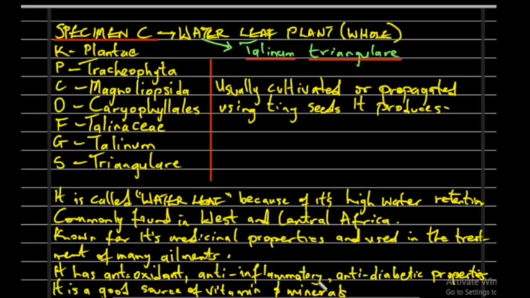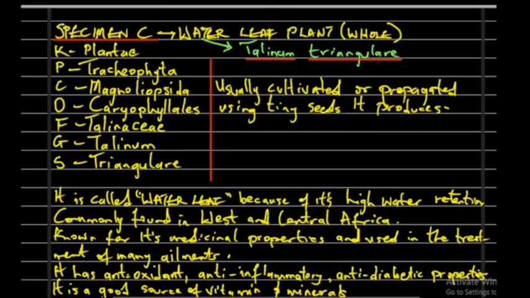It has some properties that make it very essential in the use of medicine. It has antioxidant, anti-inflammatory, as well as anti-diabetic properties. These very important properties are the reasons why it is so widely used in the treatment of ailments. It is a good source of vitamins and minerals. It is usually propagated using the tiny seeds that it produces on its stalk.